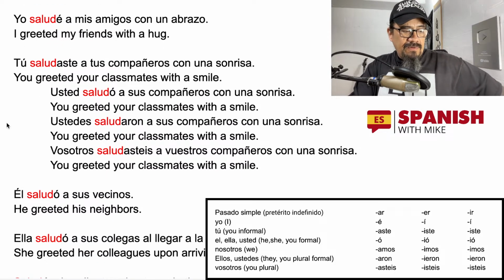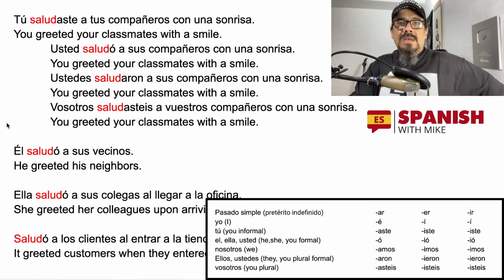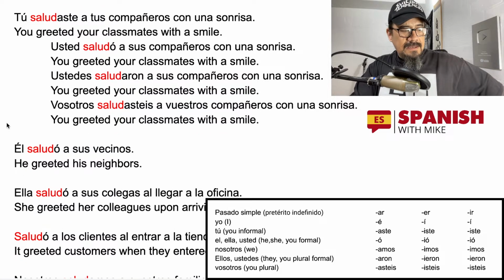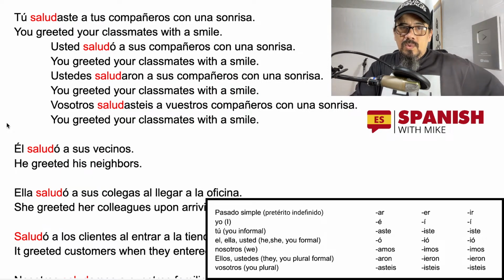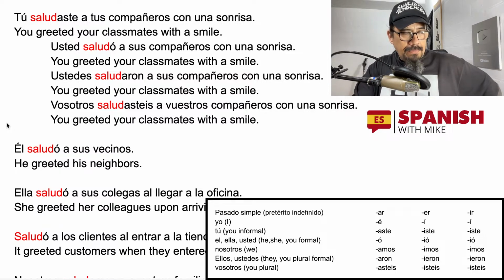I greeted my friends with a hug. Tú saludaste a tus compañeros con una sonrisa. You greeted your classmates with a smile. Singular, informal, close relationships. Usted saludó a sus compañeros con una sonrisa. Singular, formal. Ustedes saludaron a sus compañeros con una sonrisa. Plural. Vosotros saludasteis a vuestros compañeros con una sonrisa.